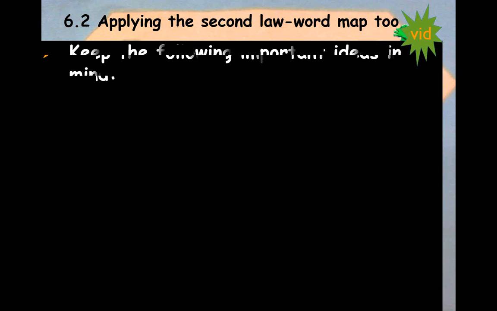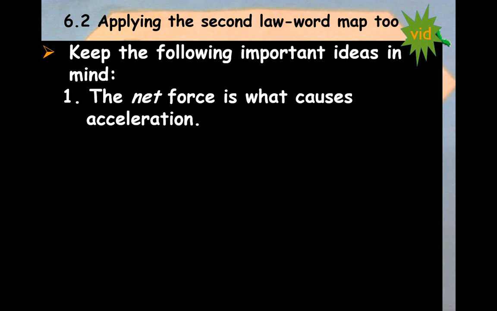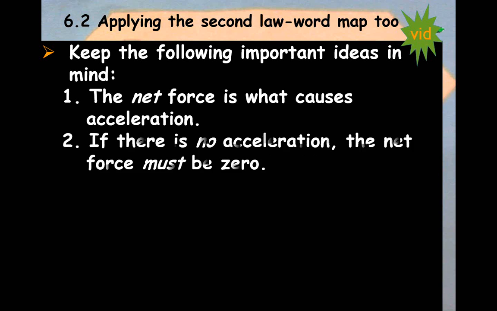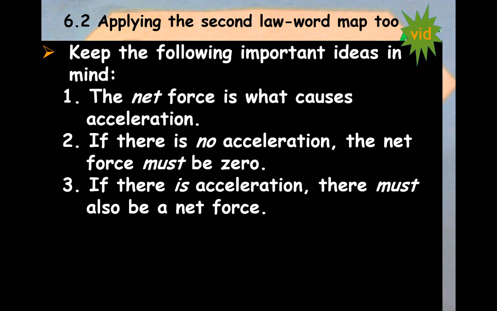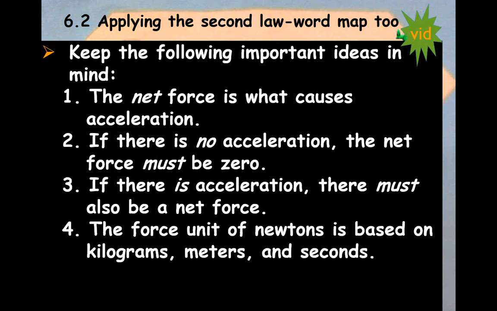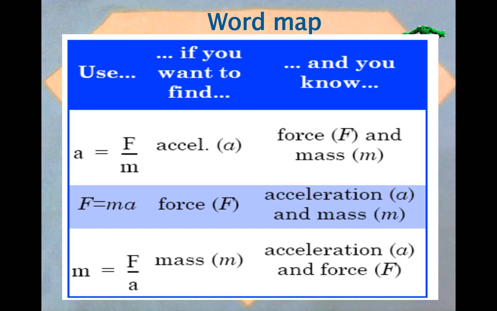Write this into your word maps. The net force is what causes acceleration. If there is no acceleration, the force must be zero. If there is acceleration, there must be a net force. The force unit is the newton, and it's based on kilograms, meters, and seconds. These are what I want you to write in your word map.